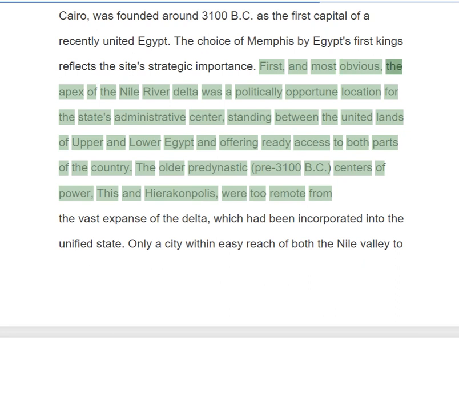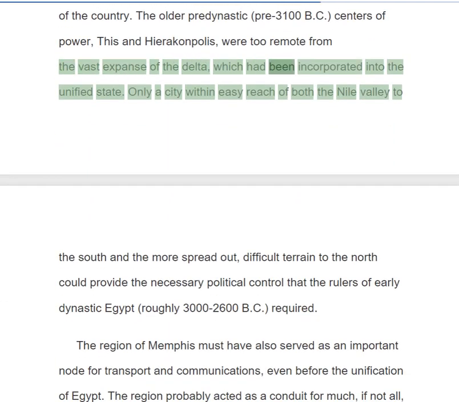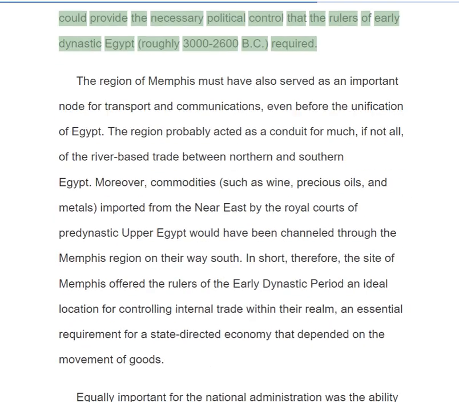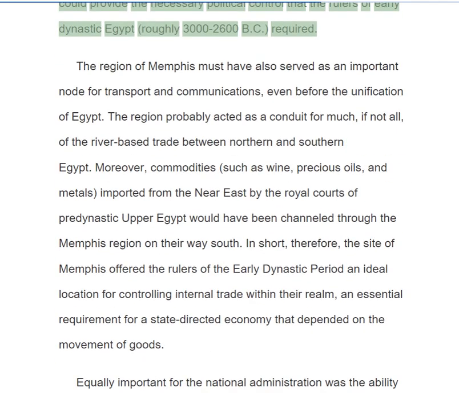First, and most obvious, the apex of the Nile River Delta was a politically opportune location for the state's administrative center, standing between the united lands of Upper and Lower Egypt and offering ready access to both parts of the country. The older pre-dynastic centers of power, This and Hierakonpolis, were too remote from the vast expanse of the delta, which had been incorporated into the unified state. Only a city within easy reach of both the Nile Valley to the south and the more spread out, difficult terrain to the north could provide the necessary political control that the rulers of early dynastic Egypt required.